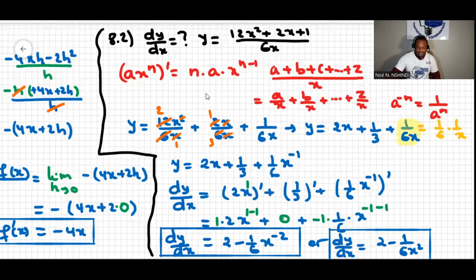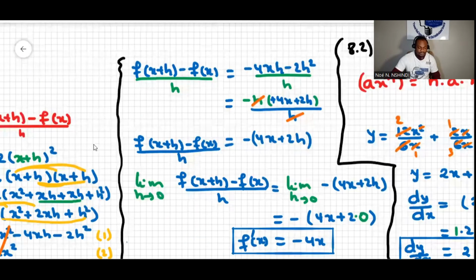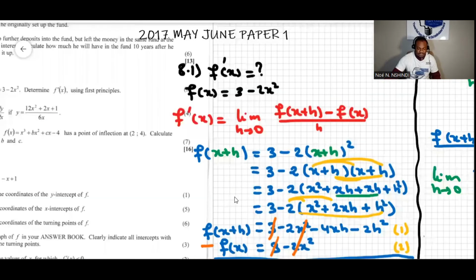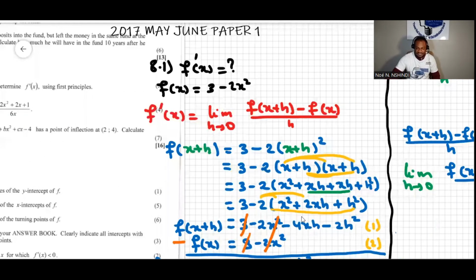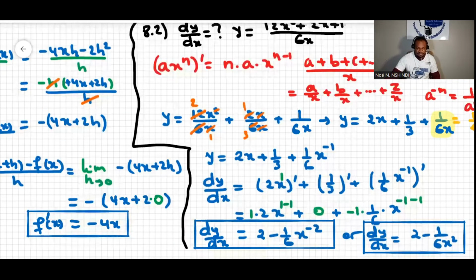And then, yeah, here it is. We can now see the next question is question 8.3. Here the question says that the function x cubed plus bx squared plus cx minus 4 has a point of inflection at 2, 4. Calculate the value of b and c. Okay, fine. Let's see. I'm gonna do it over here.